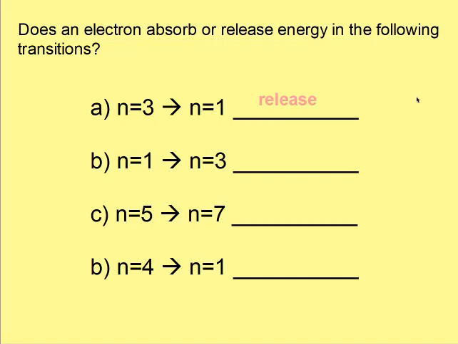For B, it's going from the first energy level to the third, so it's going outwards. It's going away from that nucleus. It's going to take energy to pull a negative electron further from that positive nucleus, so it has to absorb energy. Go ahead and pause the video and do C and D on your own. Restart when you have your answers. So C, you should have said absorb. It's getting further from the nucleus. And D, you should have said release. It's going towards the nucleus.